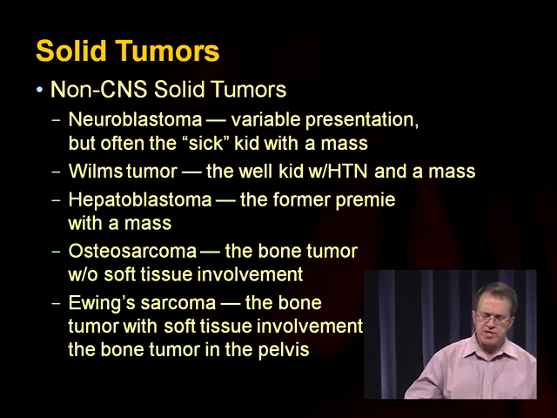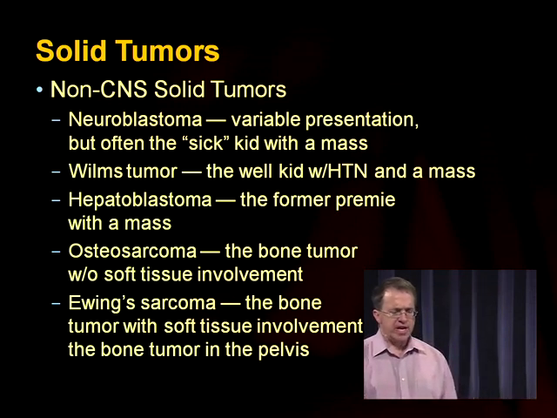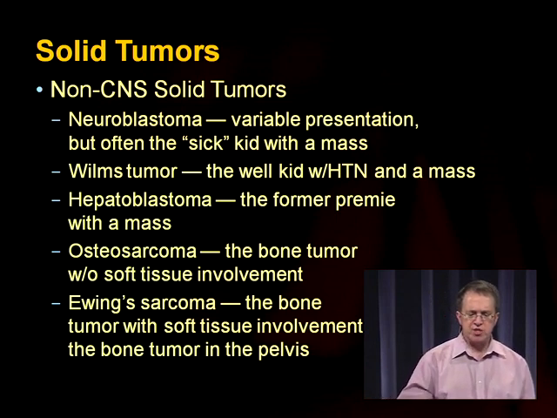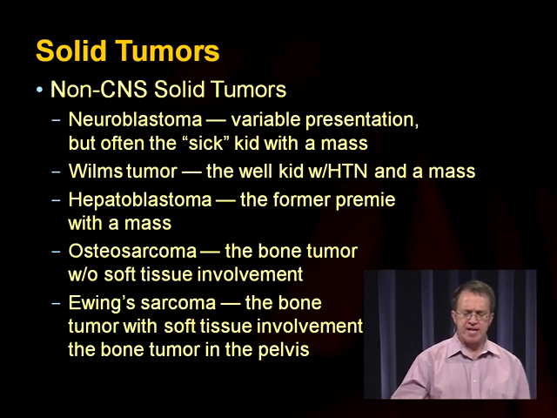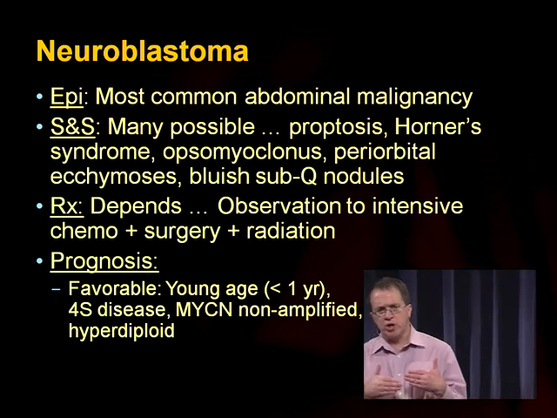Osteosarcoma is a bone tumor that happens at periods of rapid growth. It does not typically have soft tissue involvement. Ewing sarcoma is the other bone tumor that you need to keep in your mind. It tends to have a little more soft tissue involvement and tends to more often be involved in the pelvis. You can't tell these apart on radiographs. We get them wrong all the time. You have to know that by biopsy. But there are a few things to keep in mind. So those are the stories. Now let's just quickly look at a slide for each of them.